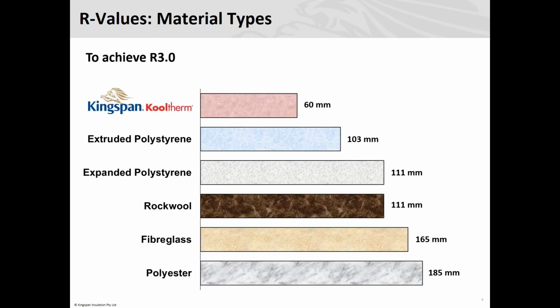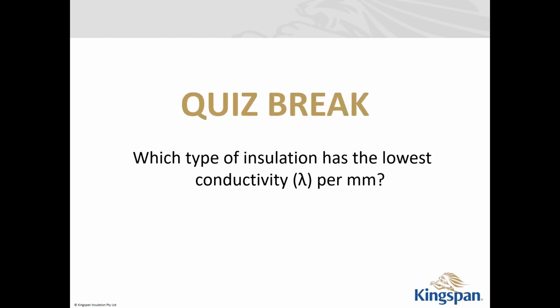As far as R values go, to achieve an R3, Kingspan would do it in 60 millimeters. If you had polyester, you'd need 100 mil. Polystyrene out to 100 mil. As you go down the line, you can really see polyester out to 185, so you need much more thickness to achieve the R values.